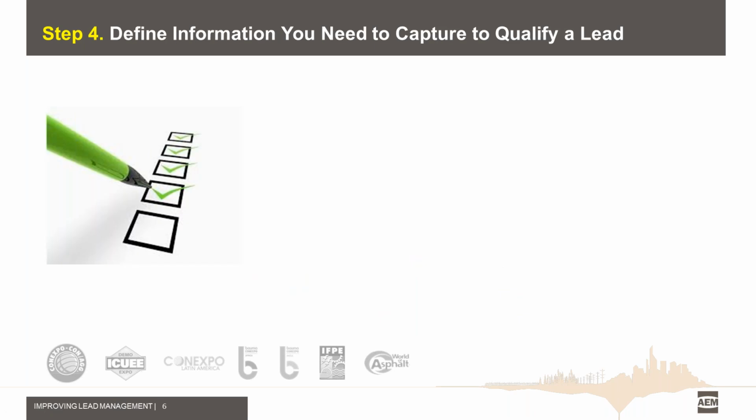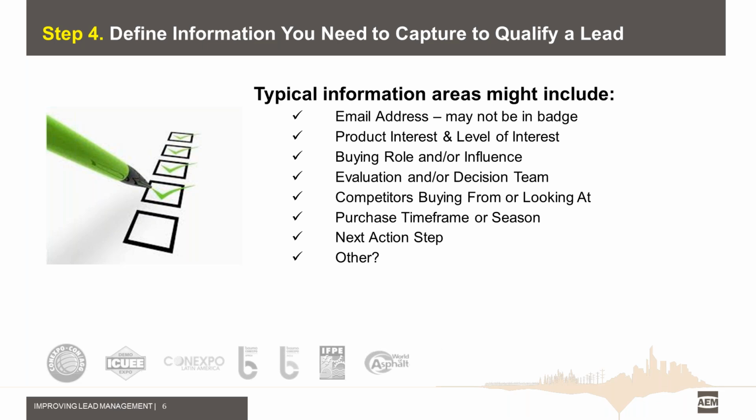Step number 4, I encourage you to reach out to your sales team, your dealers, your distributors, and ask them what information, if we could capture from a visitor at the point of contact, would help you better understand and value the opportunity. The information may be all over the place. Sometimes the email address is not in the badge when you scan it, so that might be it. Certainly, what product they're interested in and how high the interest is. You could ask about buying influence or role. You could ask about the evaluation or decision team. You could ask the purchase time frame, or if there's a seasonality to this type of purchase. You definitely want to talk about the next action and anything else that you feel would qualify a lead.